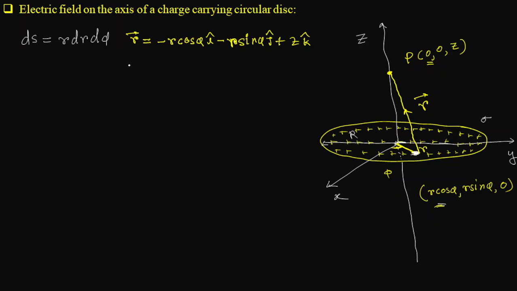So this will be the r vector, and what will be the magnitude of r? It will be simply the square root of small r square plus z square. Okay, so now we know the value of ds, we know the value of r, and sigma is uniform, the same everywhere. So now we have to use this definition here.